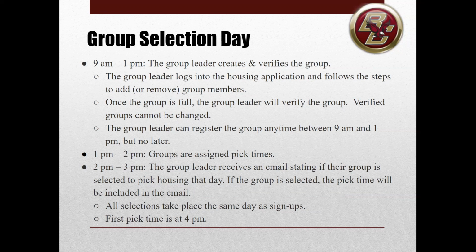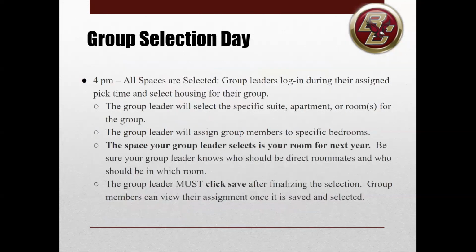From 1 p.m. to 2 p.m., groups are assigned pick times through the random lottery process. And from 2 p.m. to 3 p.m., the group leader receives an email stating if their group is selected to pick housing that day. If the group is selected, the pick time will be included in that email. From 4 p.m. until all the spaces are selected, each day is a little bit different when the pick times end. Group leaders will log in during their assigned pick time and select housing for their group.